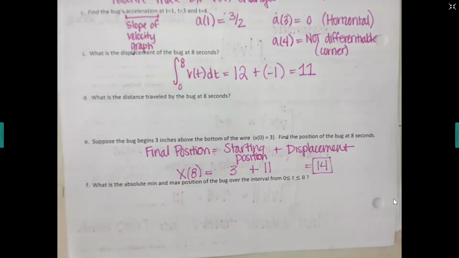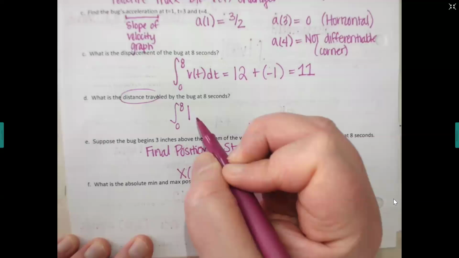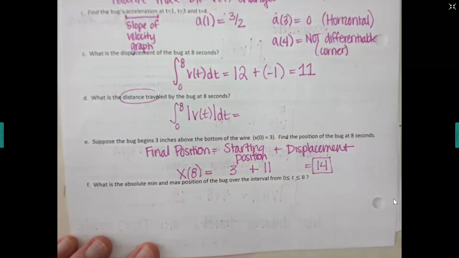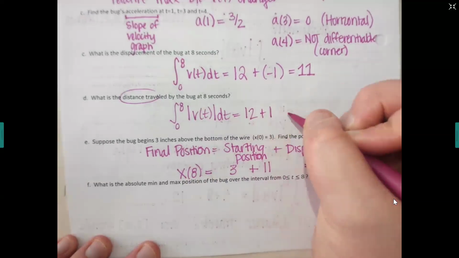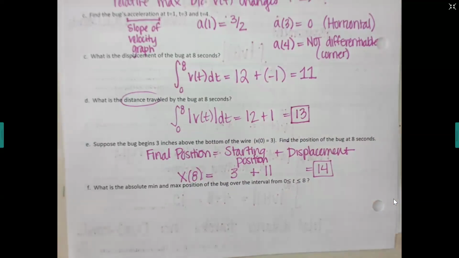Now, if you want the distance traveled by the bug, then remember every area counts as positive. So if I want the distance traveled, I'm going to still integrate 0 to 8, but I'm going to put absolute value bars around my velocity. And what would my distance traveled be? 13, because it'd be 12 plus 1, which is 13. So essentially, for distance, you're not letting the pluses and the minuses cancel each other out. You're counting everything as positive. Make sense? Okay.